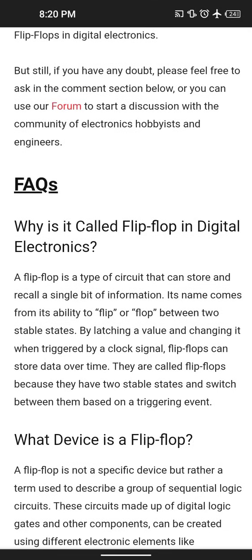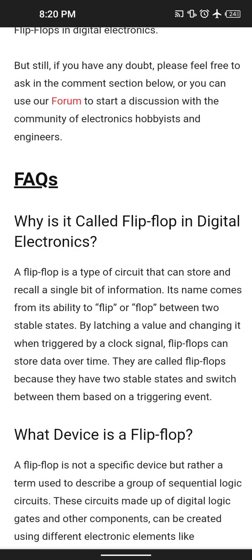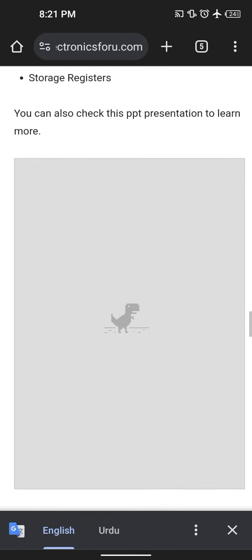Why is it called a flip-flop in digital electronics? A flip-flop is a type of circuit that can store and recall a single bit of information. Its name comes from its ability to flip or flop between two stable states by latching a value and changing it when triggered by a clock signal. Flip-flops can store data over time. They are called flip-flops because they have two stable states and switch between them based on a triggered event. This is called a flip-flop.